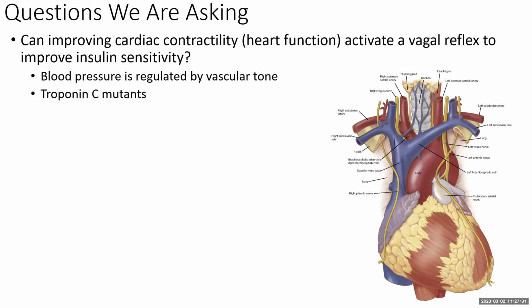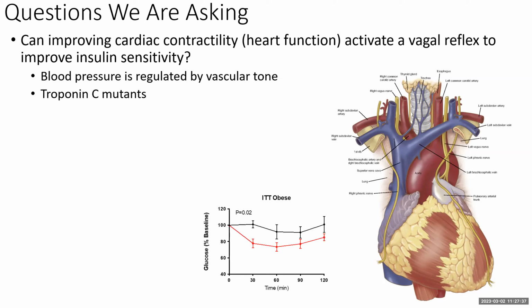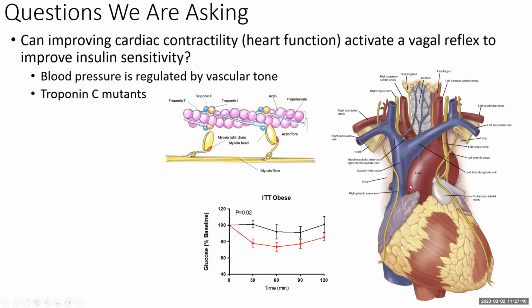Obviously, those could be used. We started with a model where we induced expression of a very special troponin C molecule, and that's one of the contractile proteins involved in heartbeat. And by making a mouse express a troponin C that allows the heart to beat better, we were able to take obese mice and make them more insulin sensitive.